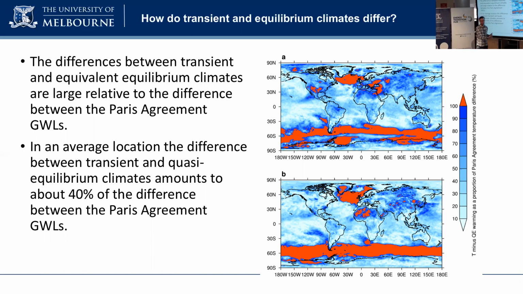But it makes a huge difference whether we're thinking of a transient warmer world at 1.5 or 2 degrees versus a stabilized climate at 1.5 or 2 degrees. The difference is very big. It's bigger, actually, in some places, and even where it's not in the red area, it's still quite a big fraction of the difference. So this is a really important thing to consider when making projections for future climates at the Paris Agreement global warming levels. You will get different answers if you're looking at transient or equilibrium climates.